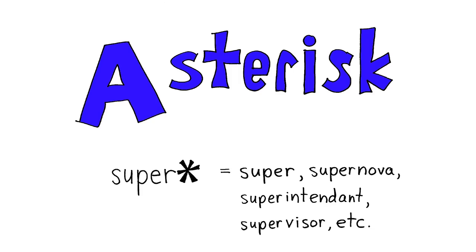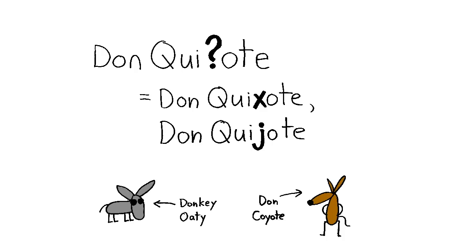Put an asterisk or star at the end of words that could have multiple endings. For example, searching for super asterisk will come back with words beginning with super and ending with anything. If you're looking for terms with more than one spelling, like Don Quixote, use a question mark, which acts as a wild card, in place of the letter in question.